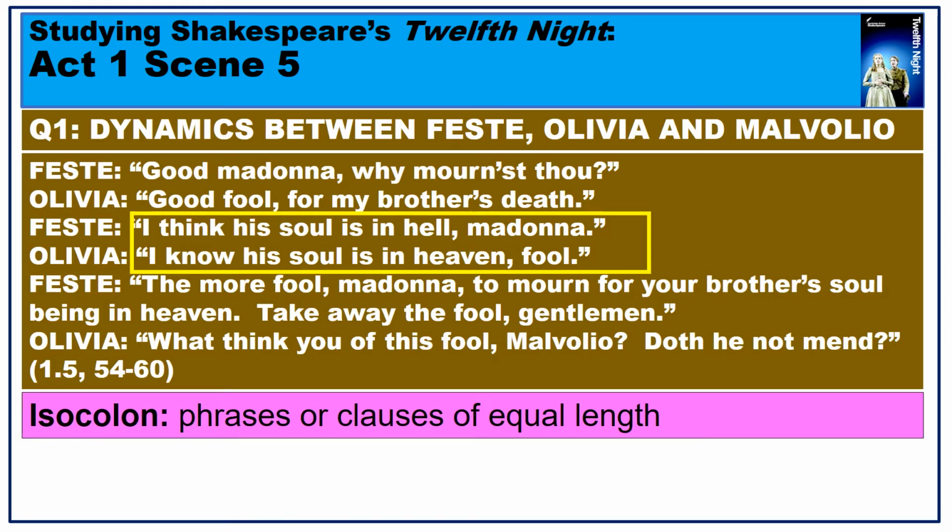Moreover, close analysis of this exchange does point to a natural, intuitive synergy between herself and Feste. The use of isocolon, phrases or clauses of equal length, shows the pair's language working seamlessly together as they progress towards the inevitable conclusion of their question and answer exchange. Put simply, it seems as though the pair are very much on the same intellectual wavelength. They get each other. Which is not the case with Malvolio, whose language shows a characteristic misalignment and misjudgment of the situation in which he is involved.